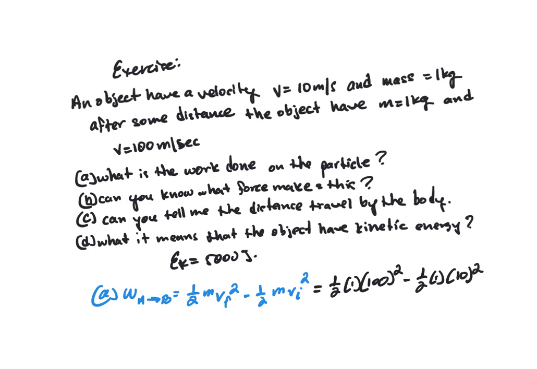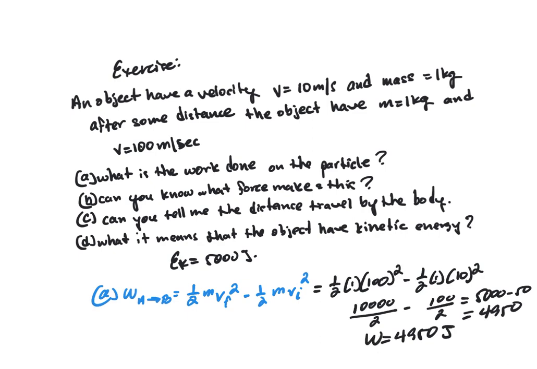So all of this comes out to 10,000 over 2 minus 100 over 2, which is 5,000 minus 50. So the final work is 4950. So 4950 joules is the work.